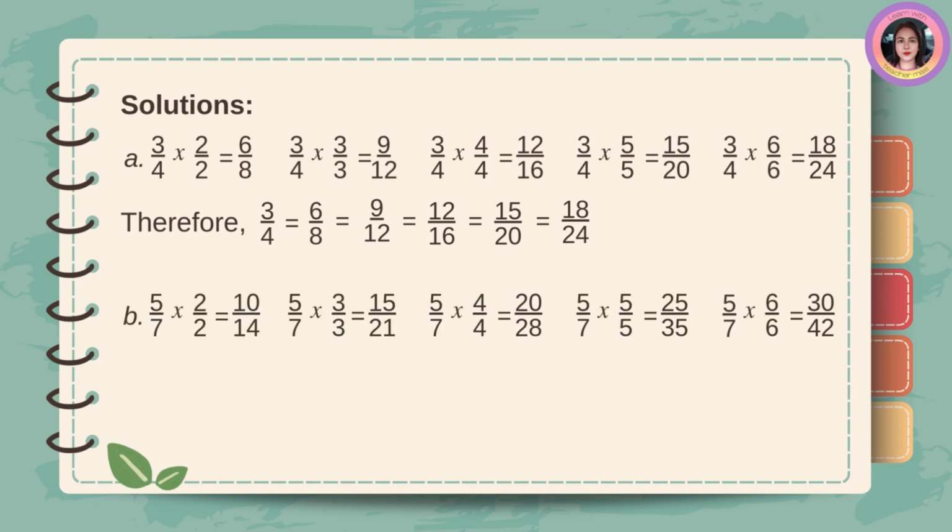Letter B, 5/7 times 2/2 is equal to 10/14. 5/7 times 3/3 is equal to 15/21. 5/7 times 4/4 is equal to 20/28. 5/7 times 5/5 is equal to 25/35. 5/7 times 6/6 is equal to 30/42.